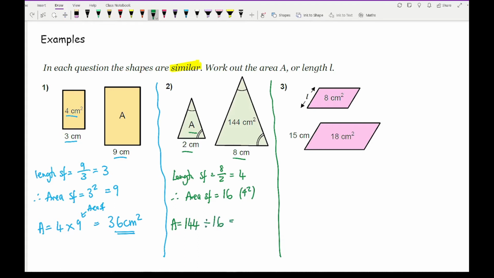And if I work out what 144 is divided by 16, that gives me an answer of 9. So it's going to be 9 centimeters squared.